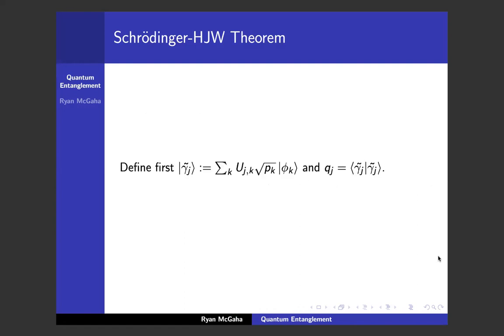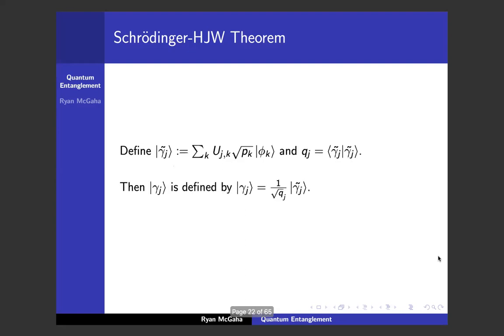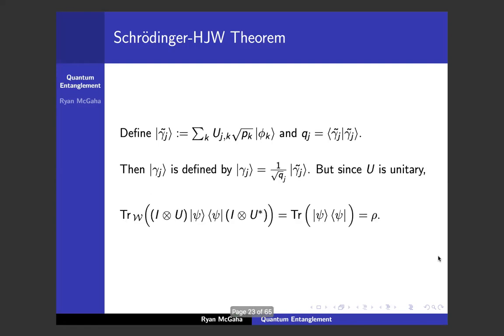First we define these gamma tilde, where we sum over some of the entries of the unitary operator, and we have those pk's in there from earlier. And we define the probabilities. Qj is just the norm squared of those gamma tildes. Next, we define the gamma j's as this. So it's the normalized version of the gamma tildes. However, like I said, this trace of rho with the unitaries, there should be a W right there, my bad, is equal to my rho.